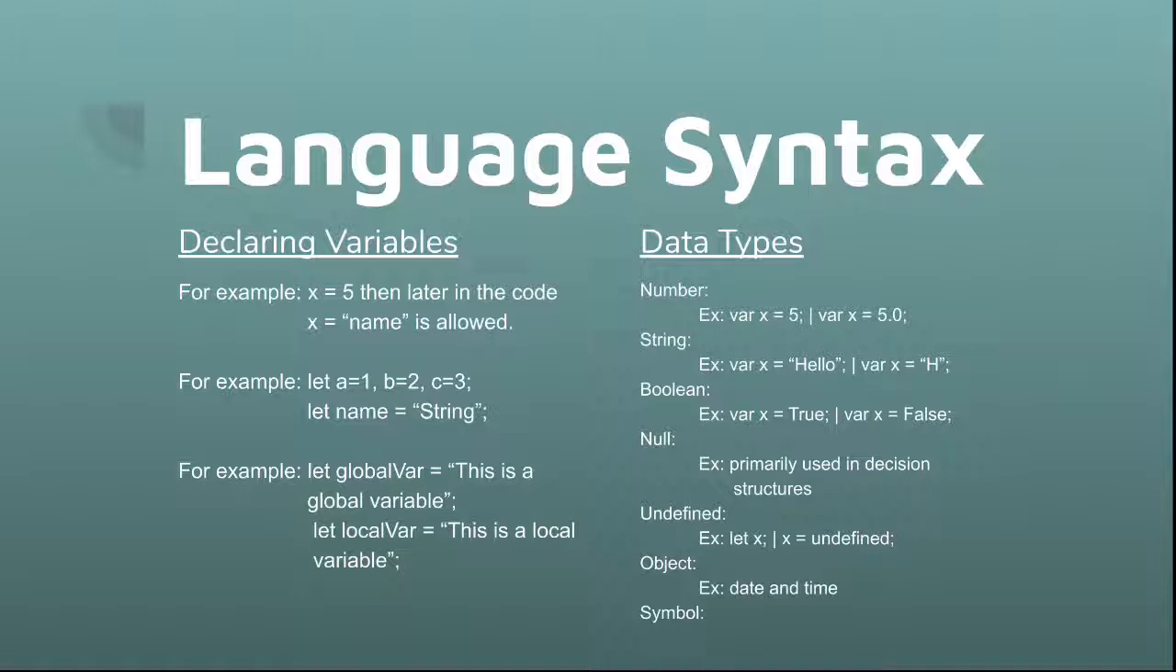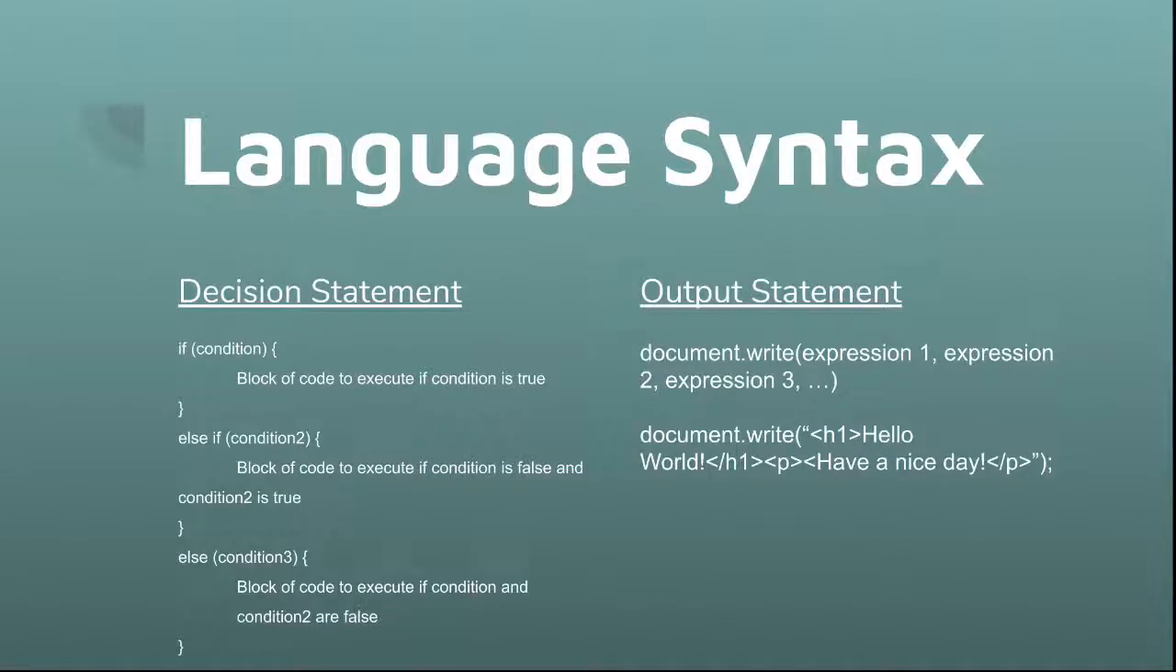For language syntax, first are examples of declaring variables. Either the var or let keywords can be used to define them. You can also specify global or local. And these are 7 data types and examples of each shown. The decision statement syntax is made up of if, else if, and else. The syntax for coding it can be seen on this slide.